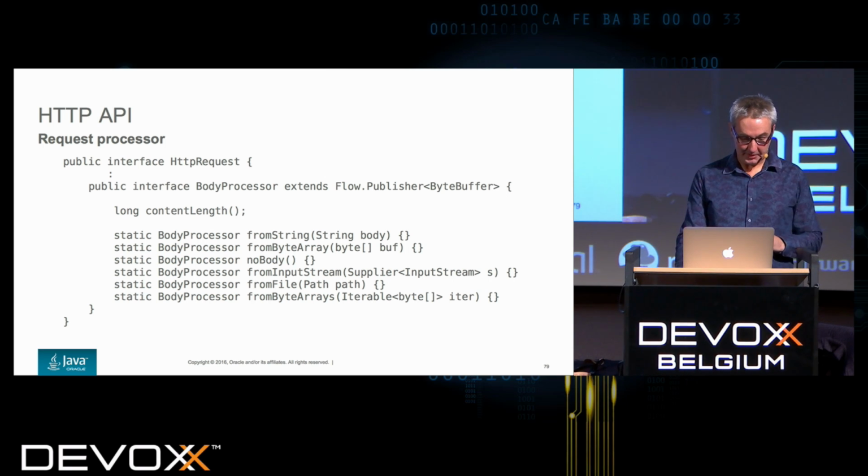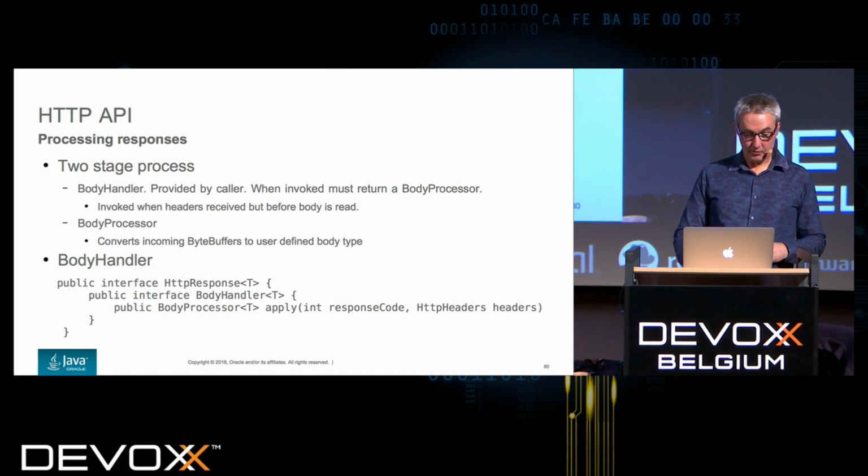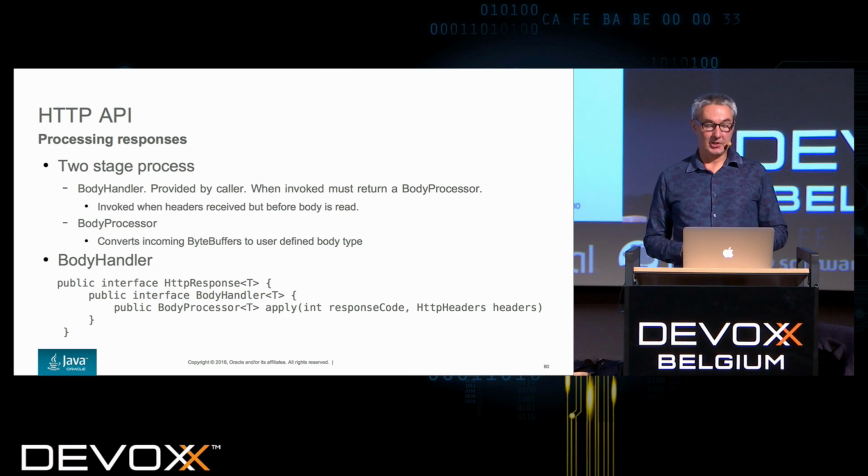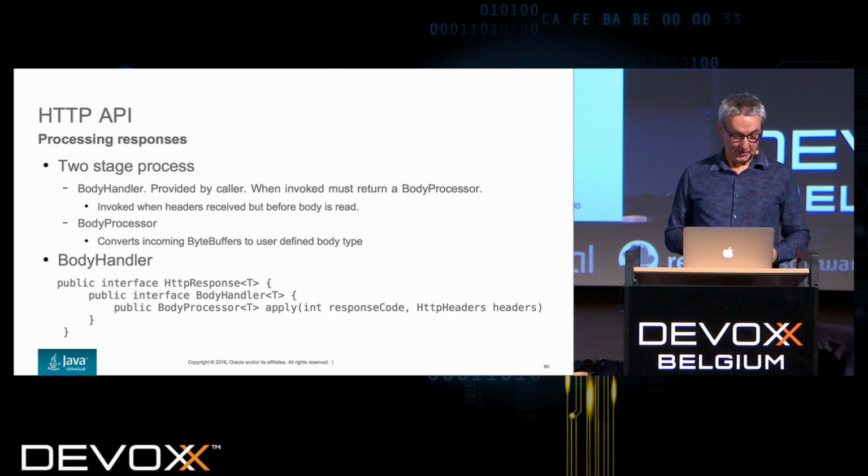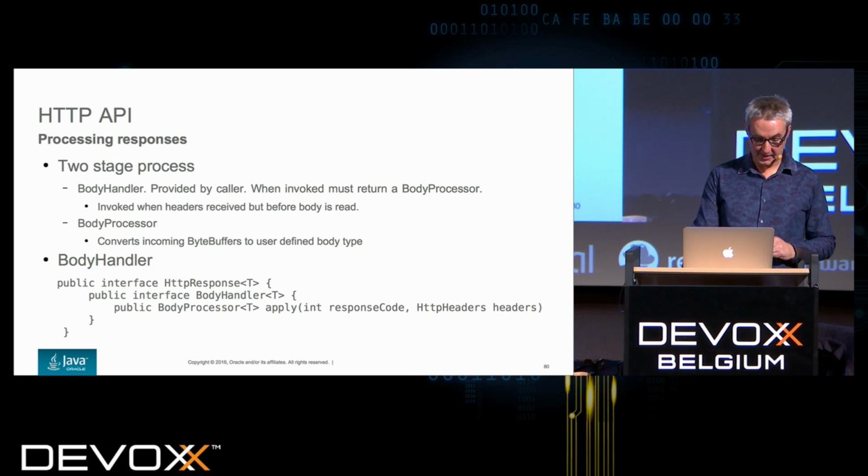But as I said earlier, you can implement your own by implementing these methods yourself. Now, responses are handled in a two-stage fashion. There's also a body processor which operates in a similar way to the HTTP request body processor, but there is a higher level body handler also, and this is the object that's actually provided by the caller. And when this method is invoked, it returns a lower level body processor, and I'll explain the rationale for that in a moment with an example.